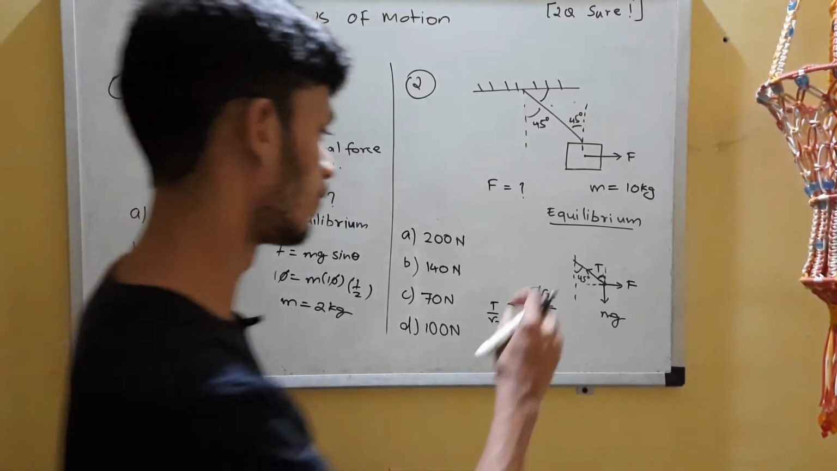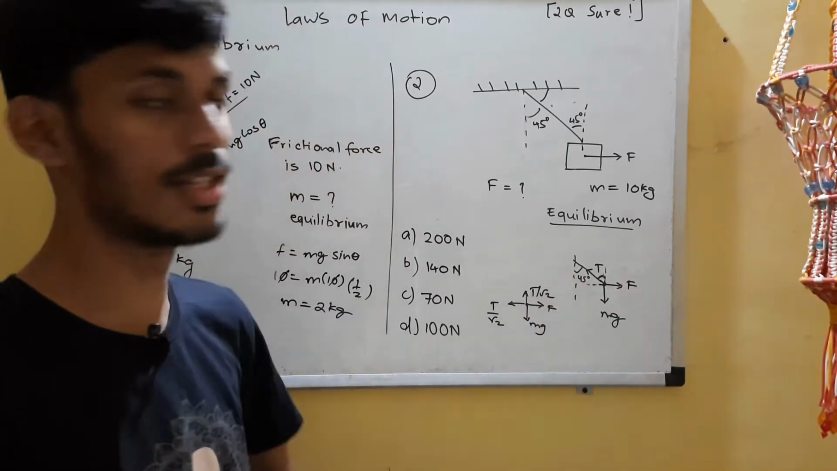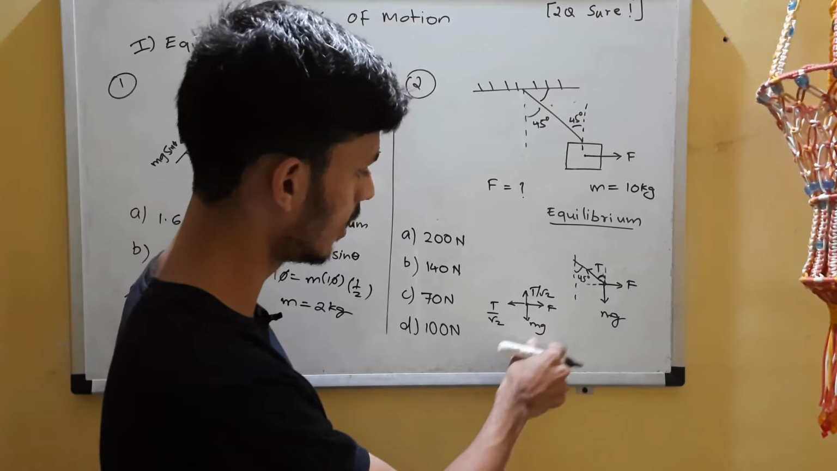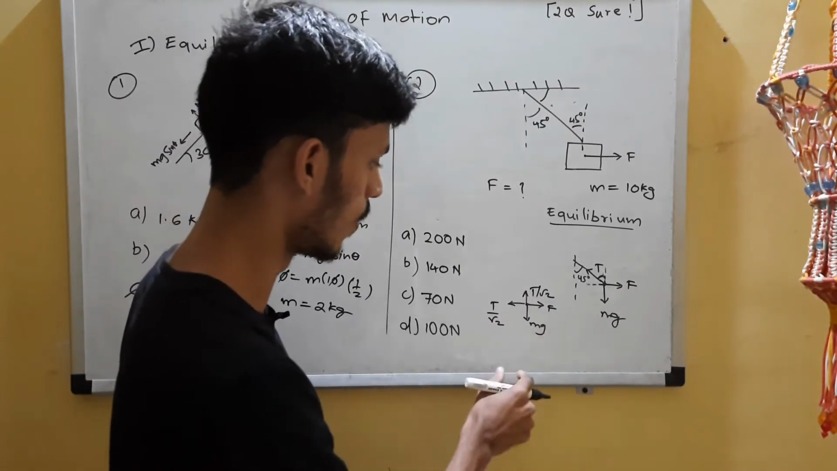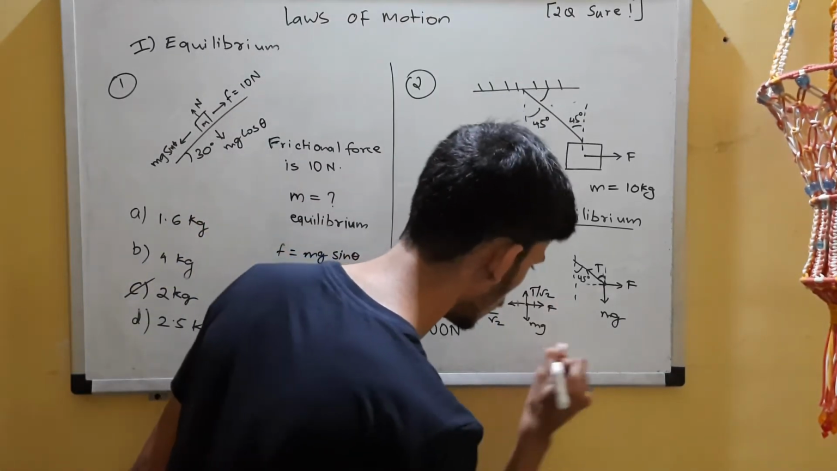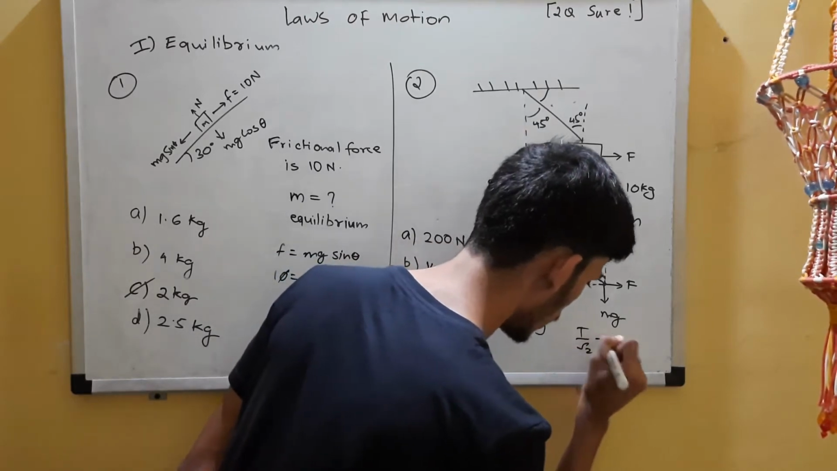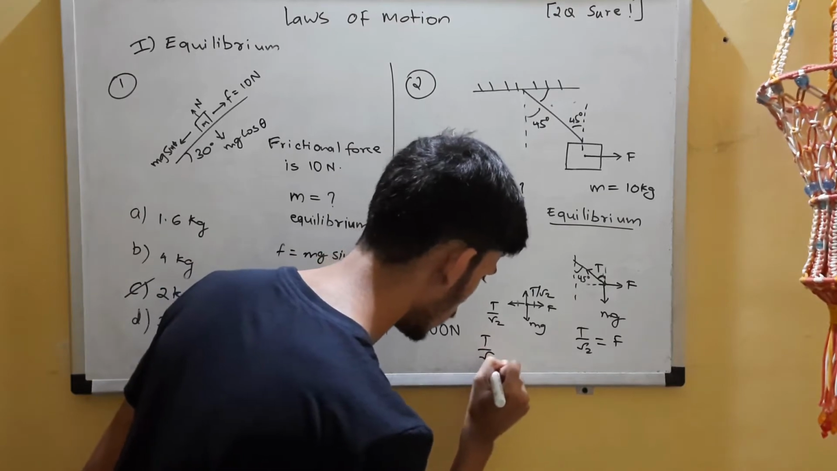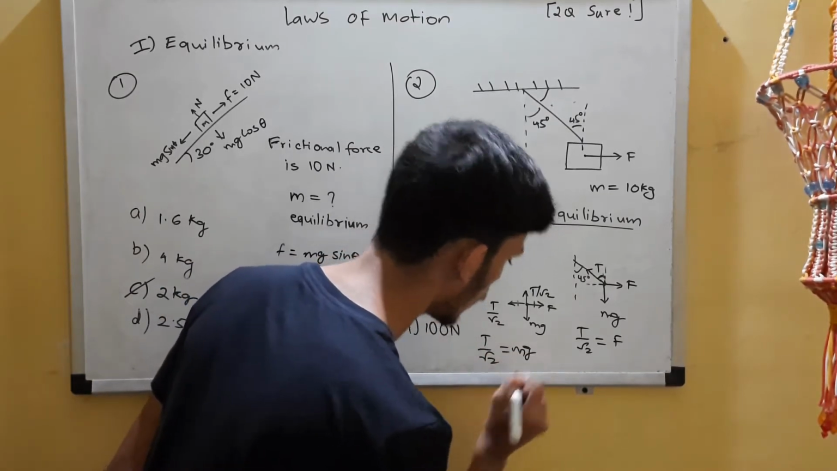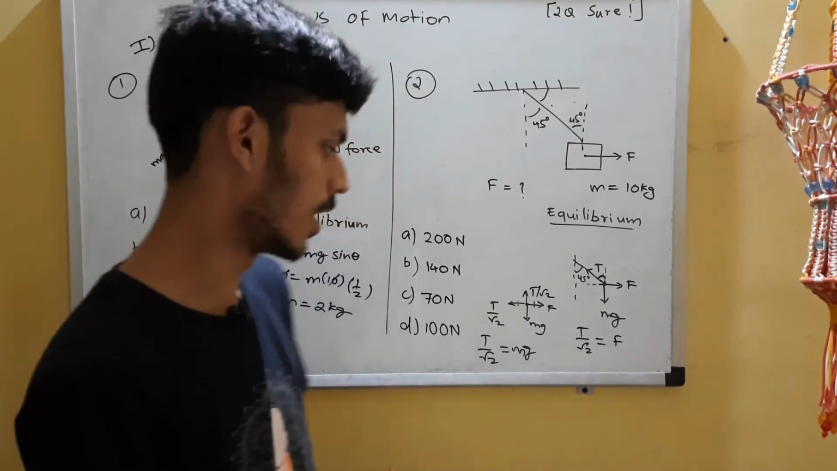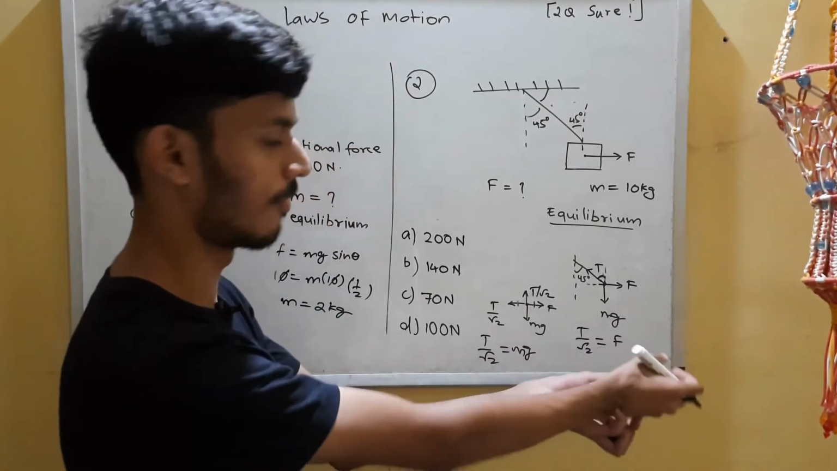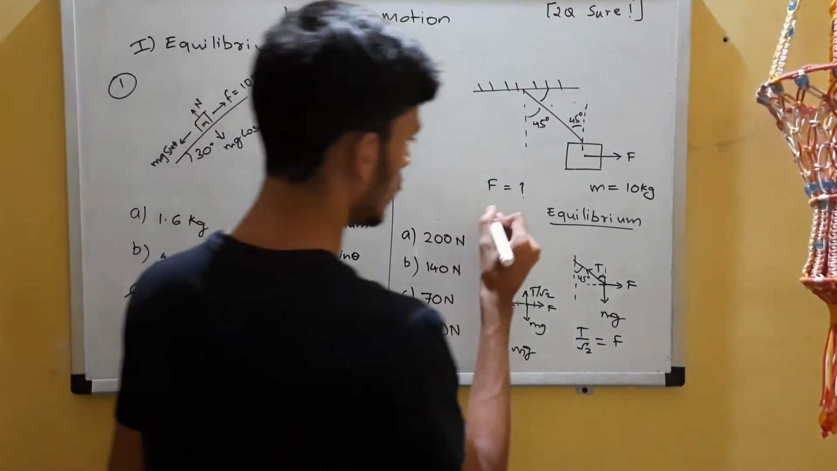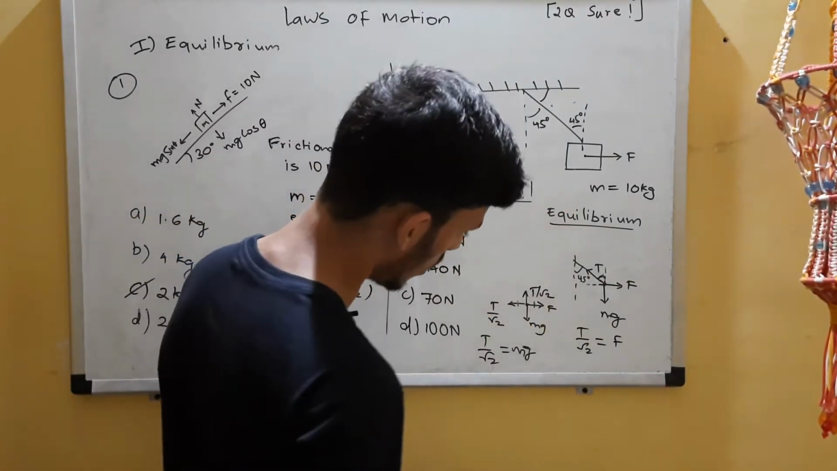Now just equate them because this is in equilibrium. So if you see, T root 2 is equal to mg is equal to F, right? All of them are equal. You just have to equate these two: T root 2 equals F, and T root 2 equals mg. When you equate, you'll see that all of them are equal. So you can simply find one of them and that will be equal to the other. We want to find F, so let's find mg.